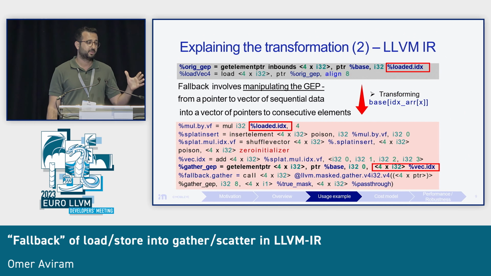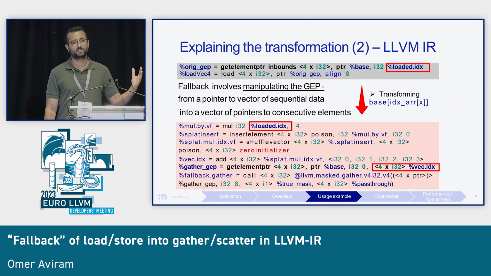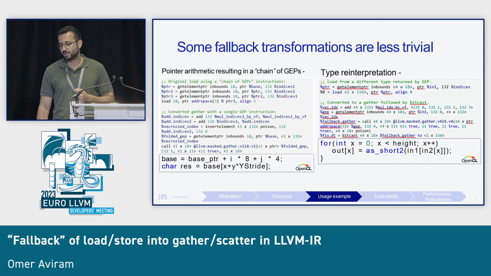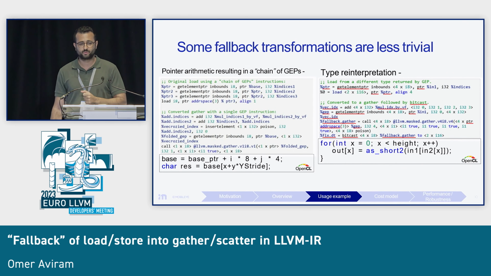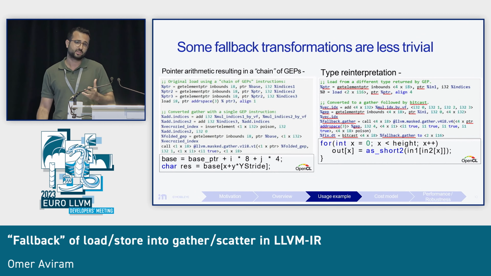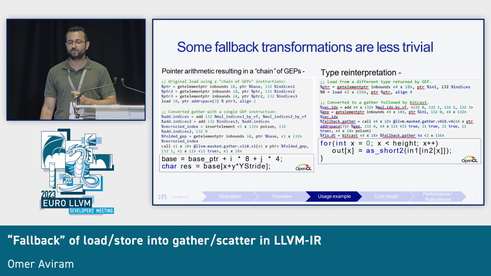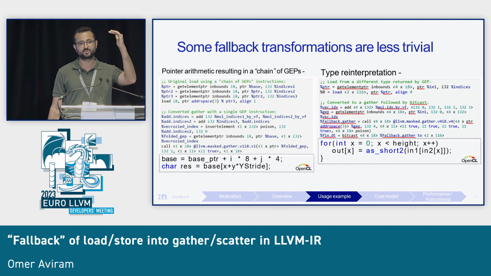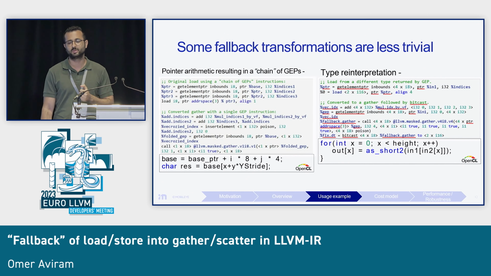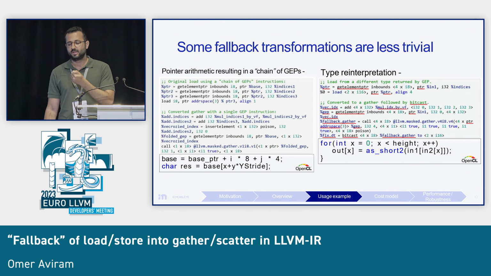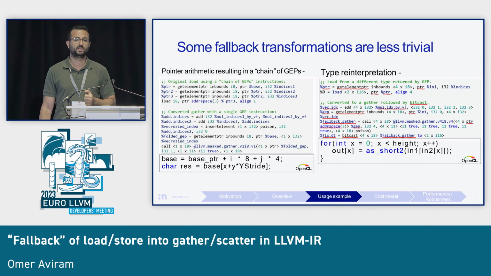By the way, I didn't mention it, but the transformation from a store instruction into a scatter instruction is pretty similar, so I'll not present it specifically. Now, this was a rather trivial transformation. I just wanted to mention that there are far more complex fallback transformations like this that include pointer arithmetics that result in a chain of gap instructions, not just a single gap that needs to be manipulated, or all sorts of type reinterpretation. So I'll not get into it, but this is just to show that the transformation is not so trivial in every case.